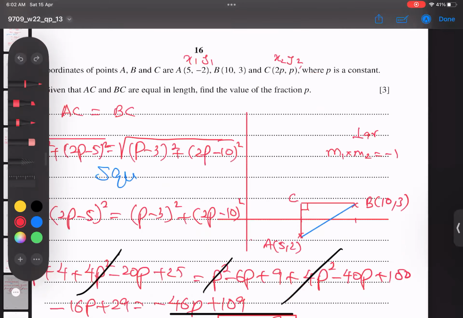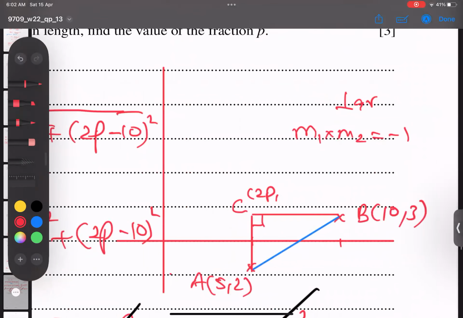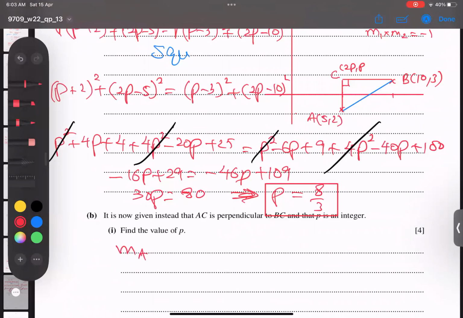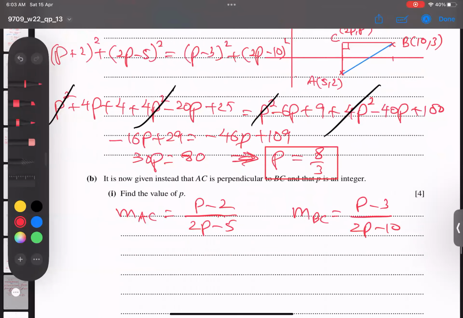And I think the C point is 2P, P. So let's start. I'm finding both gradients. So gradient of AC: y2 minus y1 over x2 minus x1. Clear. Gradient of BC: y2 minus y1 over x2 minus x1. Okay. Now, according to the situation, both gradients' product equals -1. So I'm going to multiply.